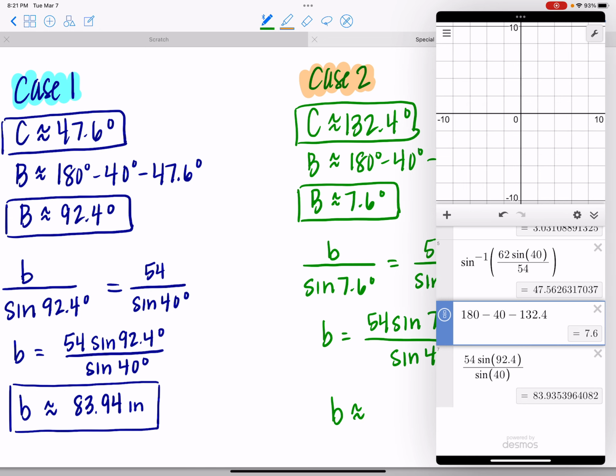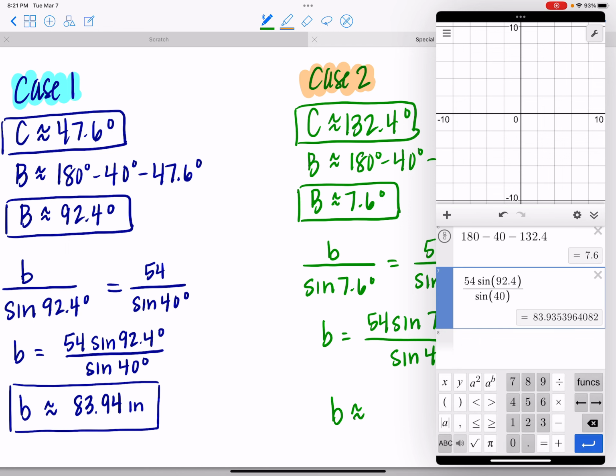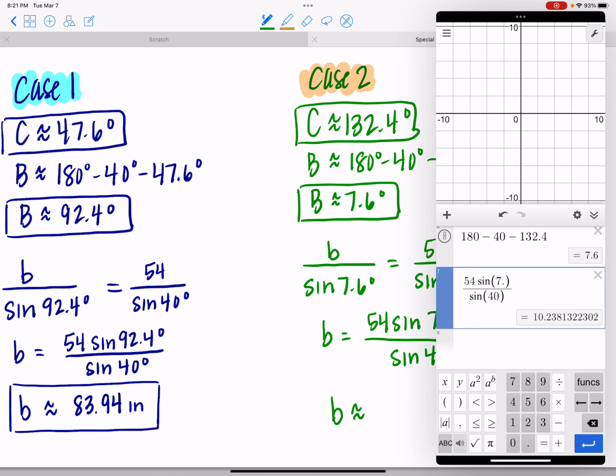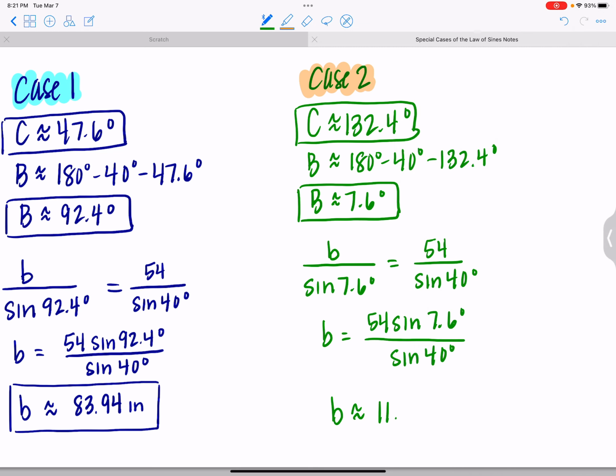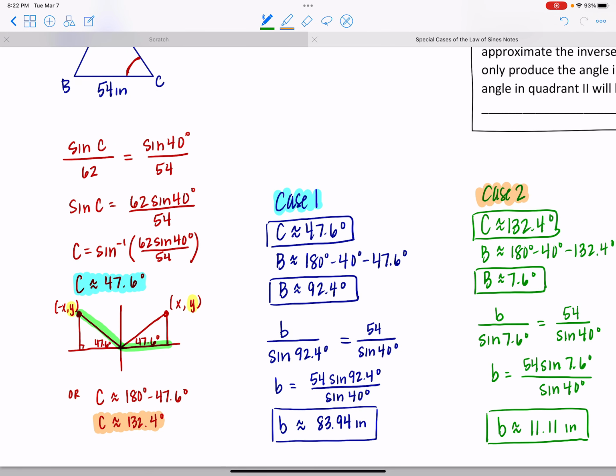And most of this looks the same as what we just did. All we have to do, in fact, is change the angle, change the 92.4 degrees to 7.6 degrees. And that means in this case, B is going to be about 11.11 inches. And we did it. So in the impossible case, it's kind of nice. If we get something out of range, it's impossible. We don't have to continue doing work. In this case, we have the ambiguity of the sine of our angle being either in quadrant 1 or quadrant 2.